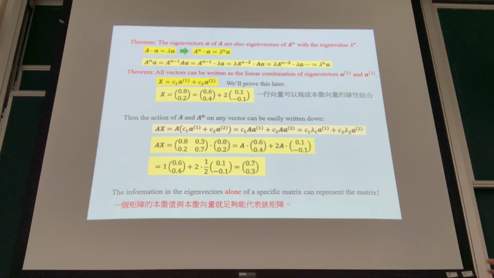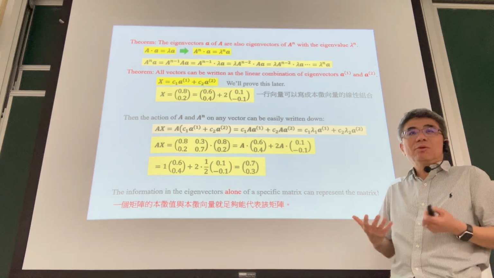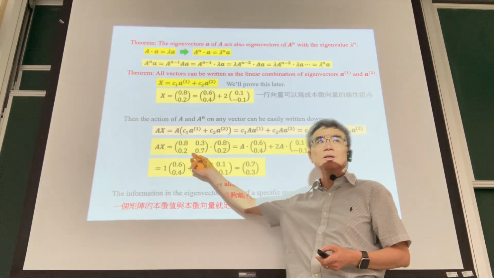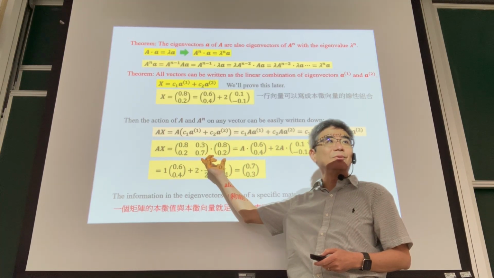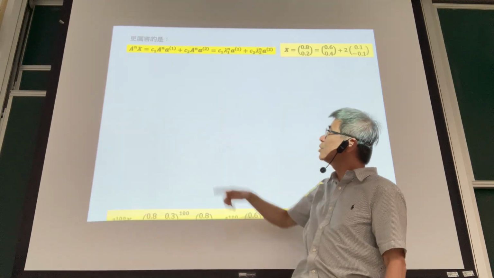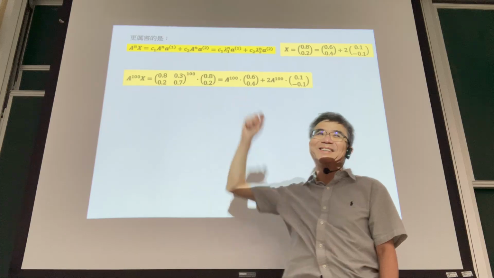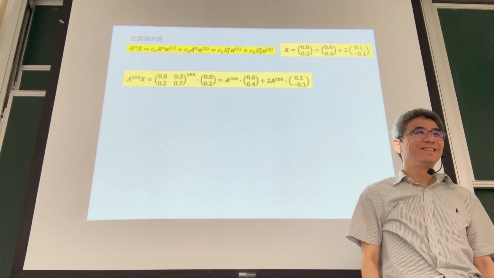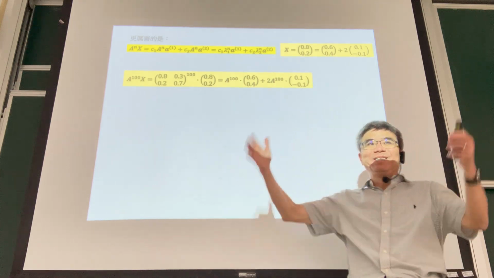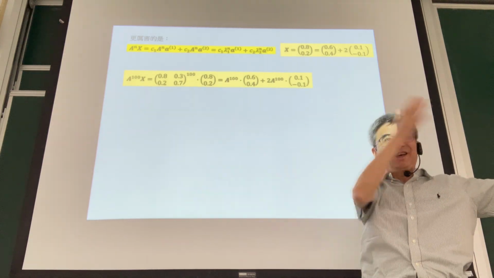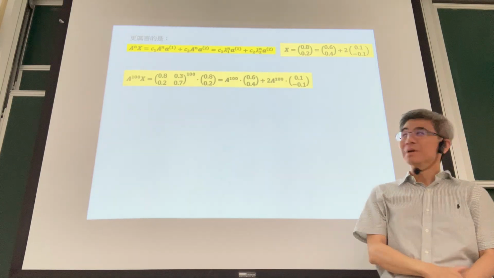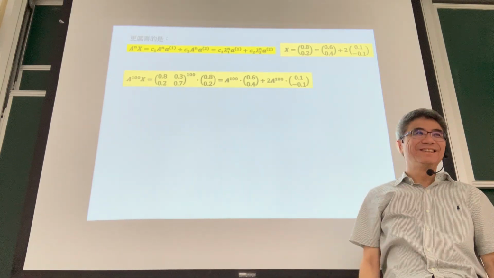Well, you may ask, why do I need this kind of calculation? Because I know the matrix, I can do the multiplication myself, right? But try this: how about if I want to multiply A to the 100? Could you do that? No, because you would need to multiply A 100 times. You don't know how to calculate it, but let me show you how.